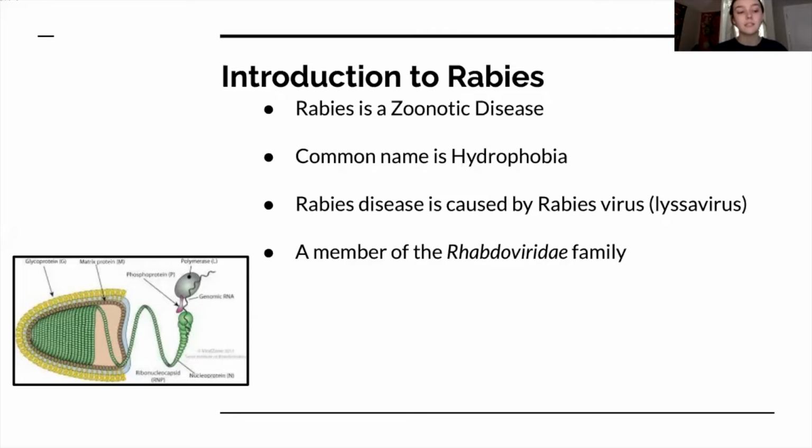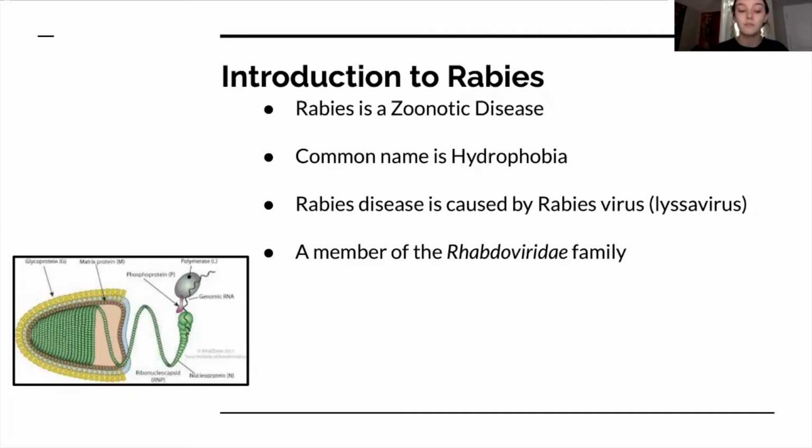Rabies is a zoonotic disease, meaning that it's a disease that exists primarily in animals, but will affect humans, and it's typically more severe when it does. It has this common name of hydrophobia, which in later slides you will learn that the virus causes one to not be able to swallow due to some esophageal spasms, which gives it that name of hydrophobia because they cannot swallow.